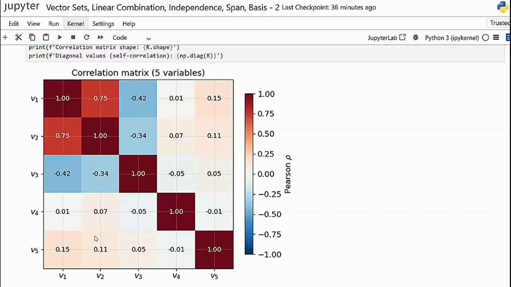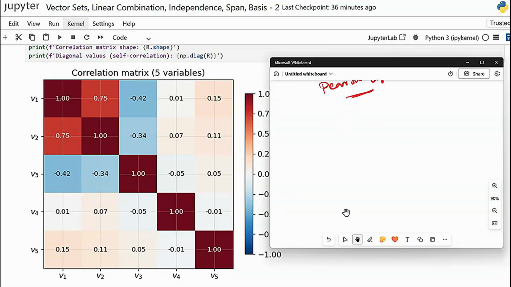Kindly observe, dear friends, computing this full p by p correlation matrix, as I have already said, is used on very large data sets. Of course, the cost would be big O of n times p squared, which becomes expensive for wide data sets. So here we have demonstrated the abstract vector operations for the previous vector set: linear combination, independence, span and basis.